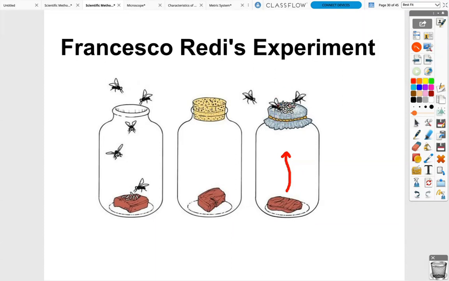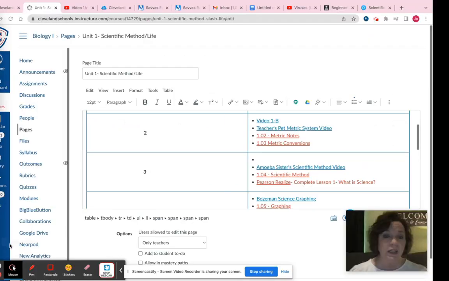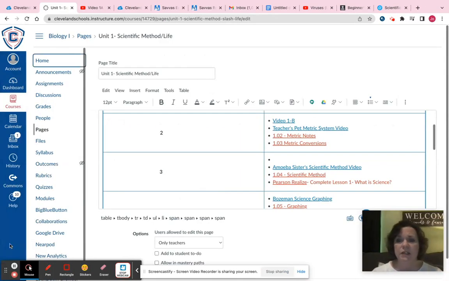And even though the flies couldn't get to the meat here, they could still smell the meat. So they laid their eggs near that rotting meat source. Here, no eggs were laid because they couldn't even smell the meat in that case. So that should hopefully get you started on your assignment.